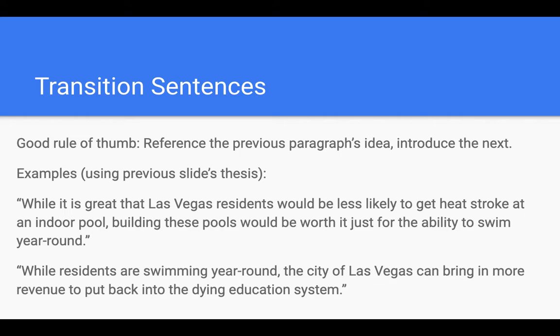Again, if I'm doing this in another paragraph, I would say, while residents are swimming year-round, the city of Las Vegas can bring in more revenue to put back into the dying education system. Now that's a pretty big jump from swimming year-round to the dying education system, but if I have a transition sentence like this, it makes that not awkward at all. It's really clear to my reader why I'm jumping from this topic to the next.